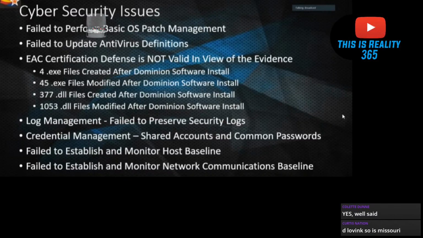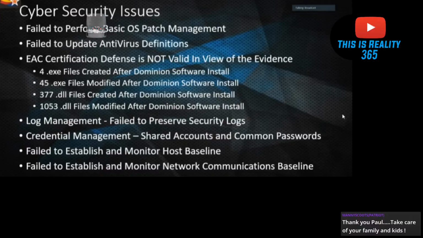Now there's a couple reasons for that, and we'll go into those later, but the bottom line is that they failed to preserve those logs, or at least those logs were not turned over to the auditors. And so I'm assuming, since they were part of the subpoena, that those should have been provided had they been present. Okay. Next item there is credential management.